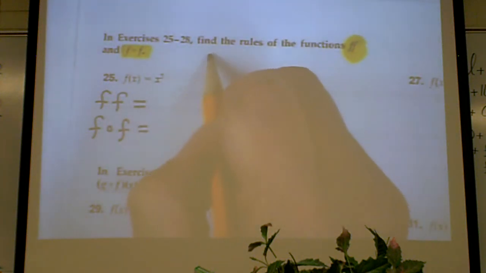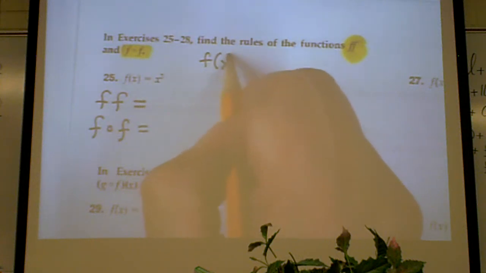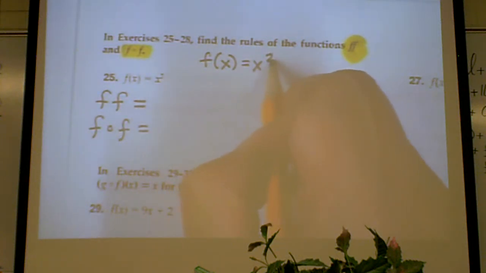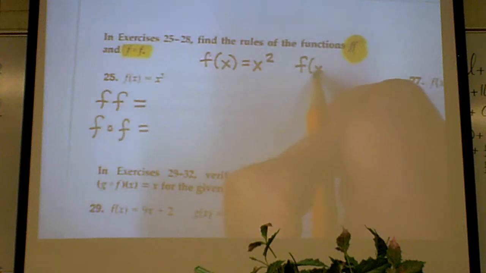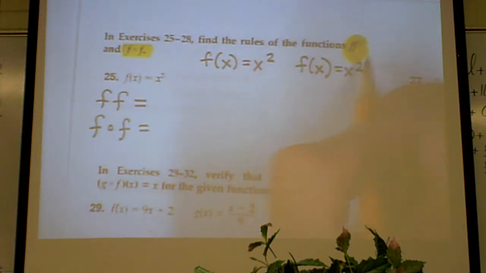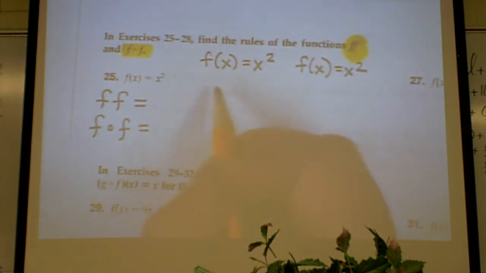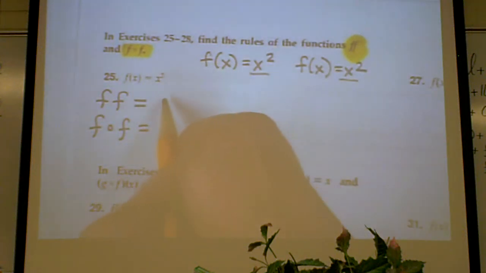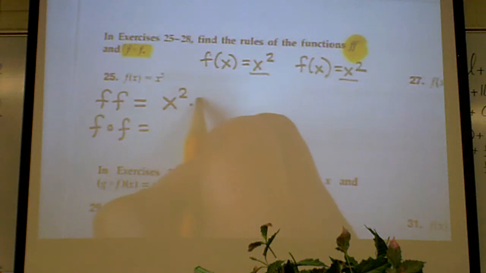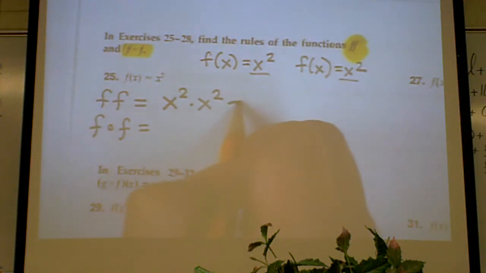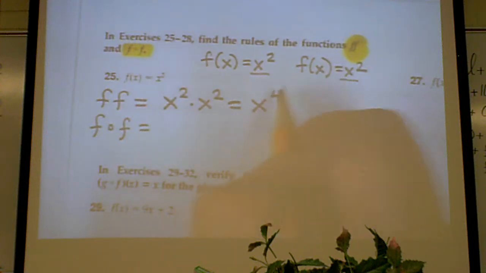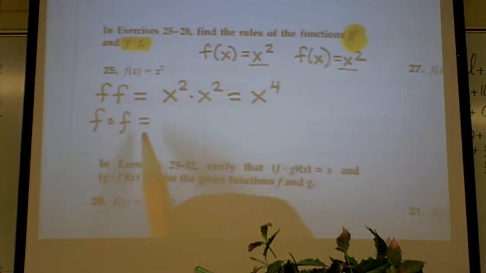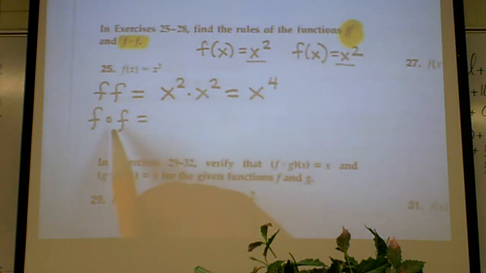So this is what I like to do. I like to write f of x. If we're asking you to take f and f, we want you to multiply these two. So what's x squared times x squared? This is the f function, this is the f function, what do you get? X to the 4. Now what about this one? The reason why I wrote it separate is because I want you to see this one.